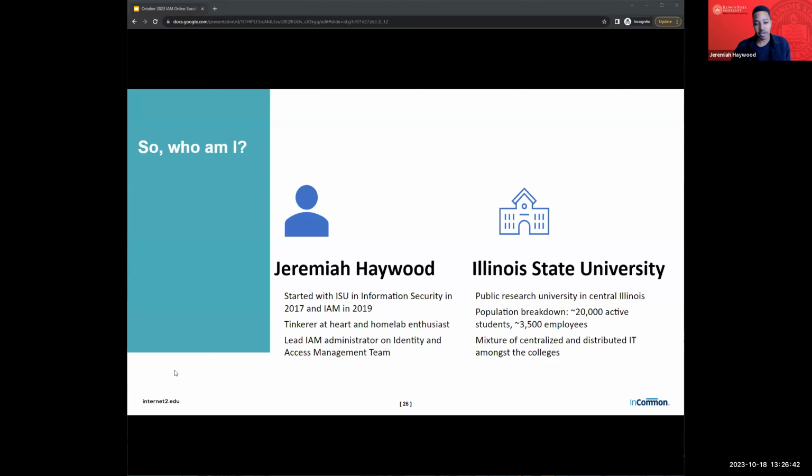And some background about Illinois State University. We are a public research university located right there in central Illinois. And a little bit about our populations at ISU: we hover around 20,000 or so active students and 3,500 employees. And much like a lot of higher ed institutions, we have a mixture when it comes to IT. We have a centralized IT unit, which the IAM team is a part of, as well as our distributed IT teams that are tied to the specific colleges, whether that be the College of Education or College of Business and the other ones that are on campus.